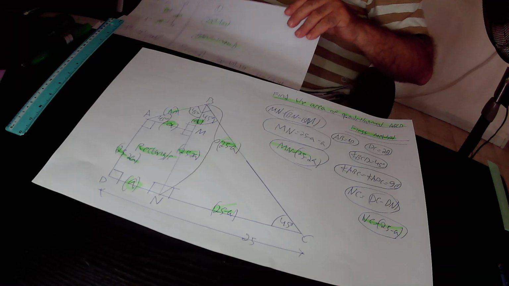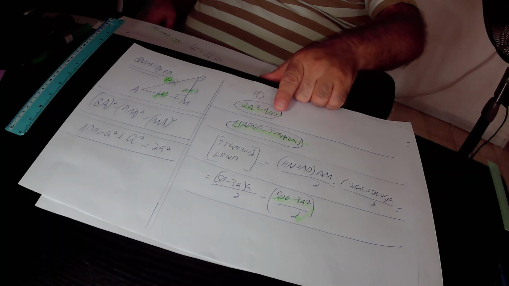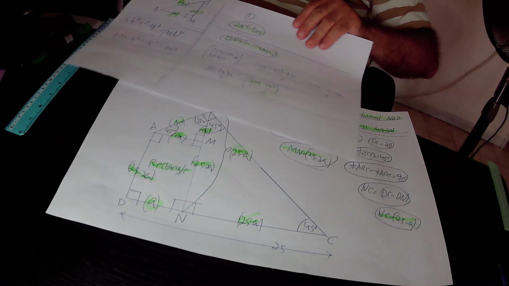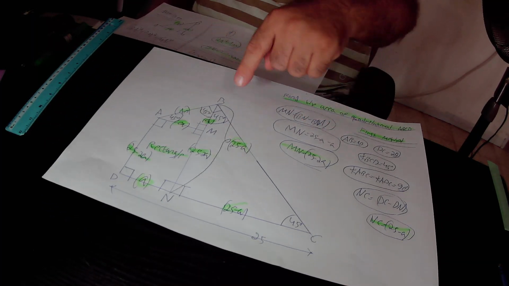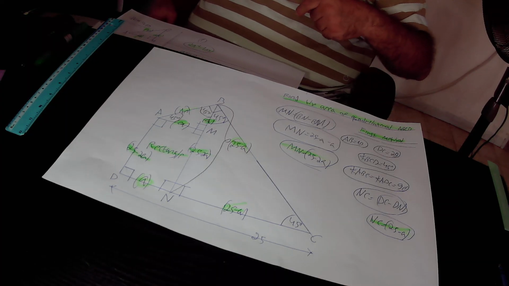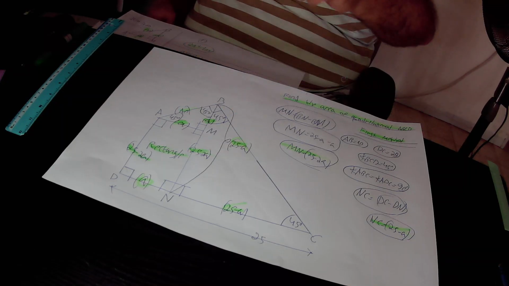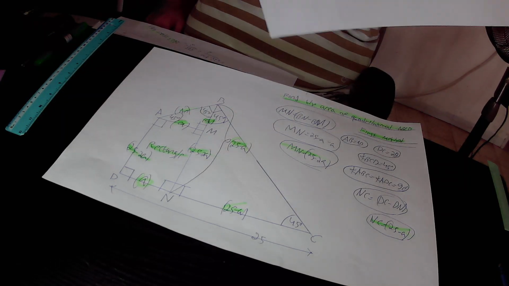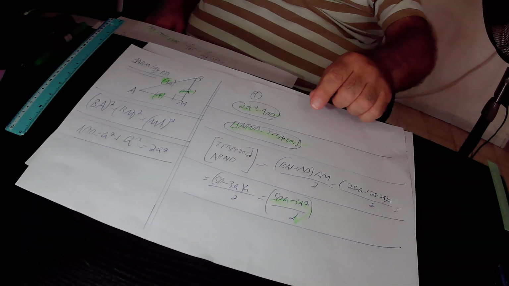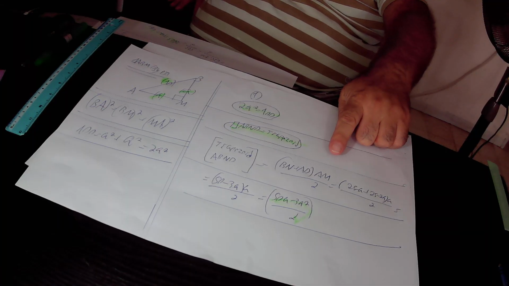And again, we found out that quadrilateral ABND is a trapezoid because it has one pair of parallel sides. What is the area of this trapezoid ABND? The area of trapezoid ABND must be equal to the sum of its two parallel sides, that is to say BN plus AD, times the height AM, over 2.